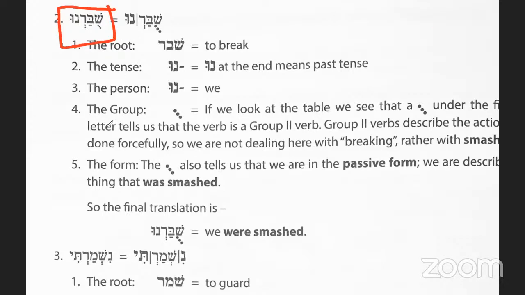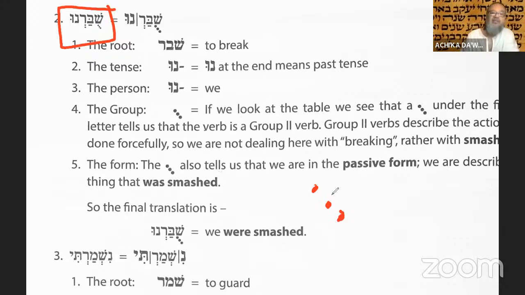Shibarnu. Shabar. Okay, so those 3 dots. First thing I see is those dots, right? So don't worry about those, but the first thing you're going to look for, sticking to the program, is the root. The root is shabar, and it means to break. That's why it's important for us to know our vocabulary.